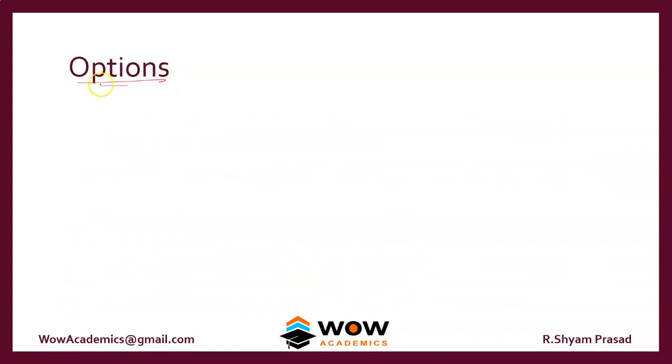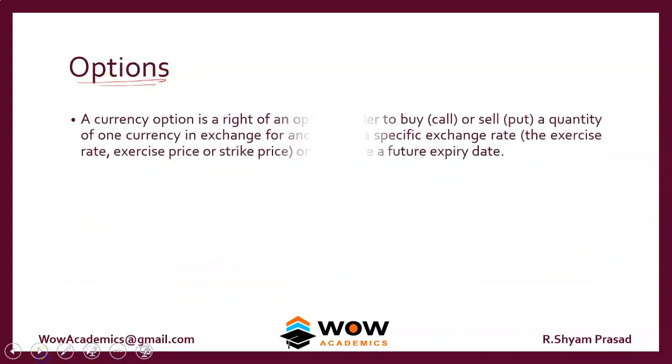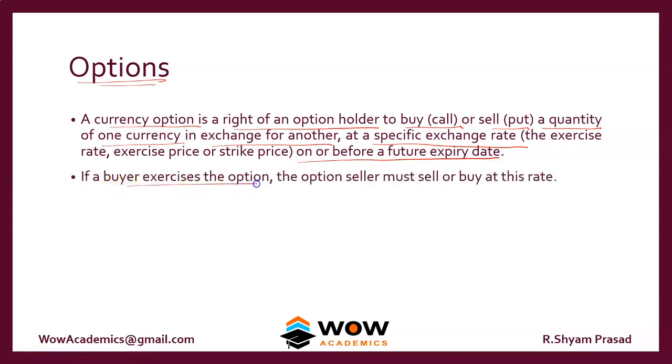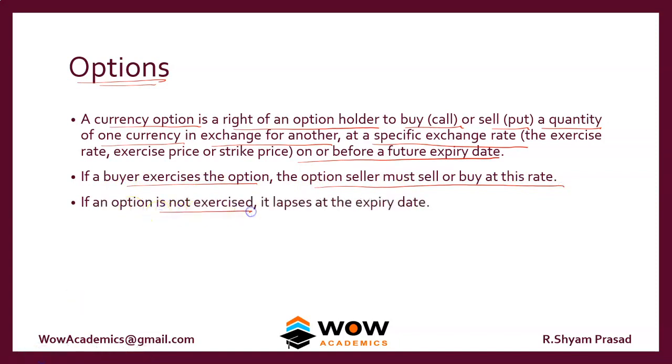So now we'll move on to options. A currency option is the right of an option holder to buy or sell a quantity of one currency in exchange for another at a specific exchange rate on or before a future expiry date. If a buyer exercises the option, the seller must sell or buy at this rate. If an option is not exercised, it lapses at the expiry date.